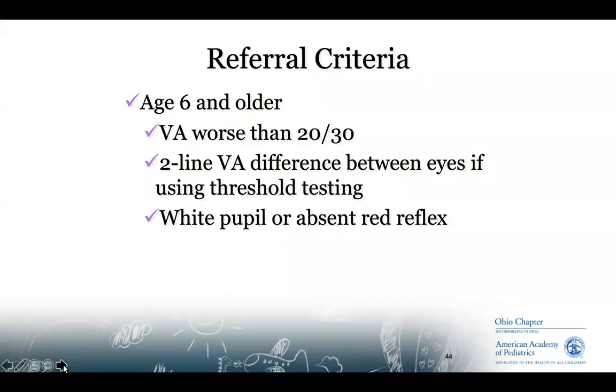And then finally, age 6 and older, again, as I said previously, visual acuity worse than 20/30, a 2-line visual acuity difference between eyes if you're using threshold testing, and again, white pupil or absent red reflex.